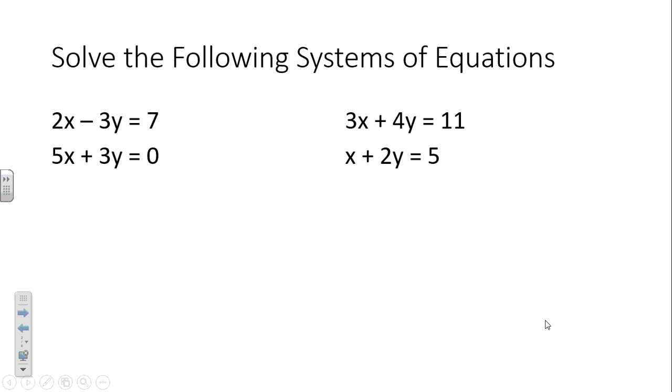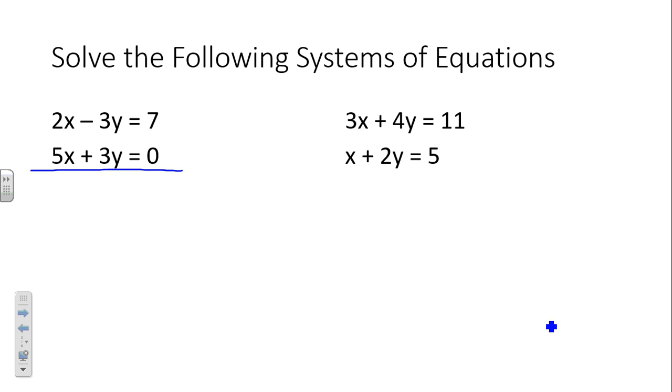So what we do is we look at these and say, guess what? I have a 2x and a 5x, but I have a negative 3y and a positive 3y. So if I add these two equations up, my y's will disappear and I only have to contend with one variable. So let's do that.